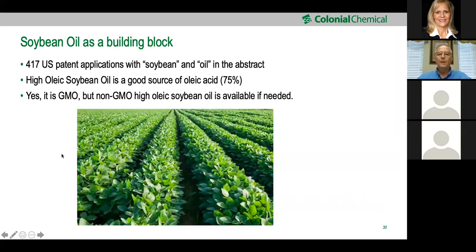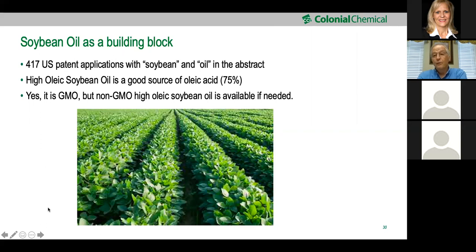So just an aside about soybean oil as a building block. For kicks, I went into the USPTO website and put in soybean and oil as keyword searches, specifically looking at abstracts, because if you find keywords there, you're probably finding something substantial. I came up with 417 current US patents. And I think that's pretty significant. If you put any other oil in, including palm, including coconut, or anything, you will not get the number of hits that you get with soybean. So there's a lot of people besides the three companies that are presenting today looking at soybean.